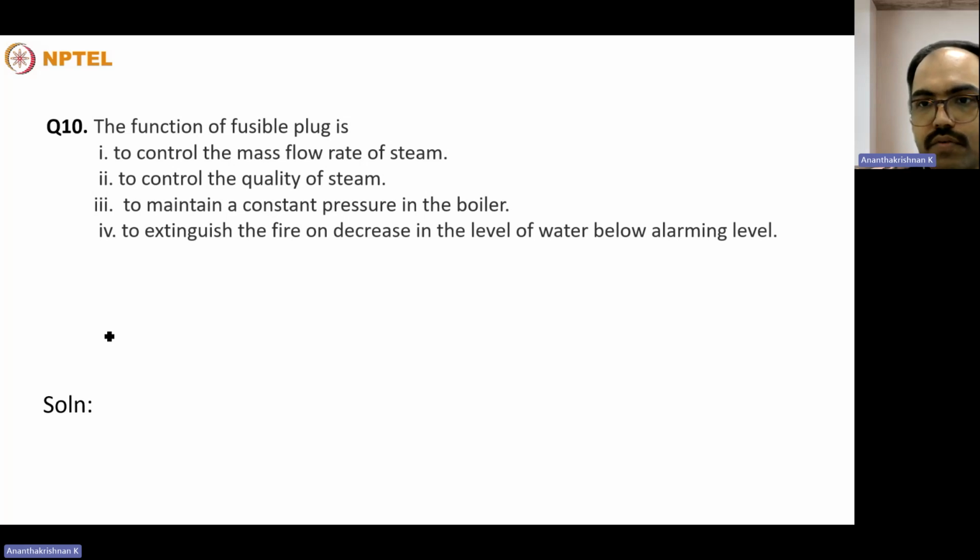So the function of the fusible plug is to control the mass flow rate of the steam, to control the quality of the steam, to maintain constant pressure in the boiler, or to extinguish the fire on a decrease in the water level below an alarming level. What happens is that when the water level goes below, there will be overheating in the boiler, and that will be detrimental to the material used for making the boiler. So in order to prevent that, when the water level goes below it, this fusible plug will melt.